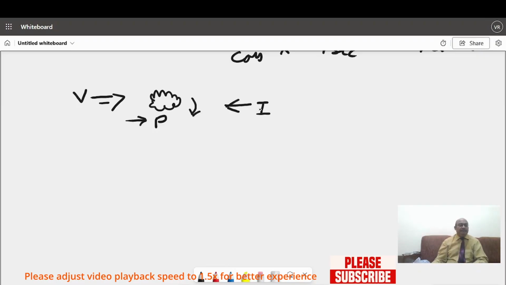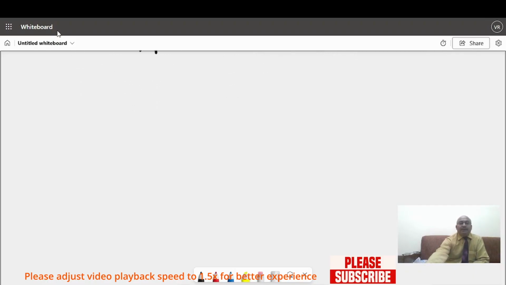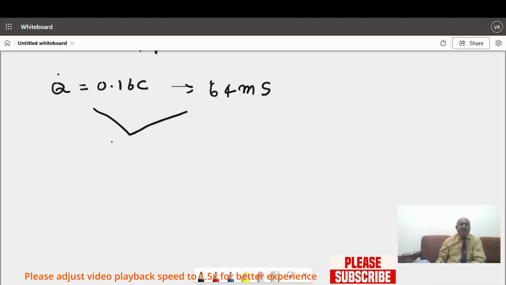For example, the charge flowing through an imaginary surface is Q equal to 0.16 coulombs for every 64 milliseconds. So what do we have to calculate now? Two unknowns are given. So we combine these two formulas, time with charge.